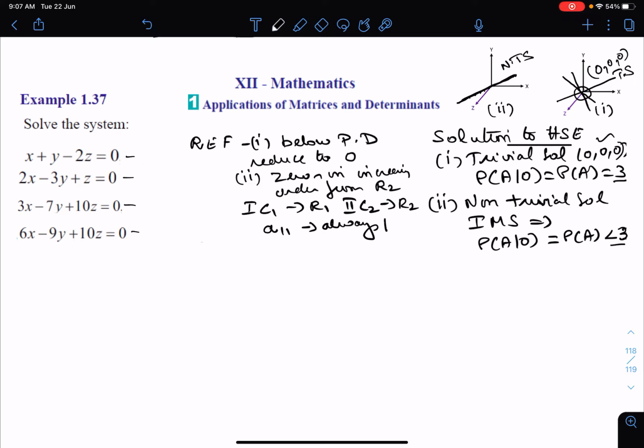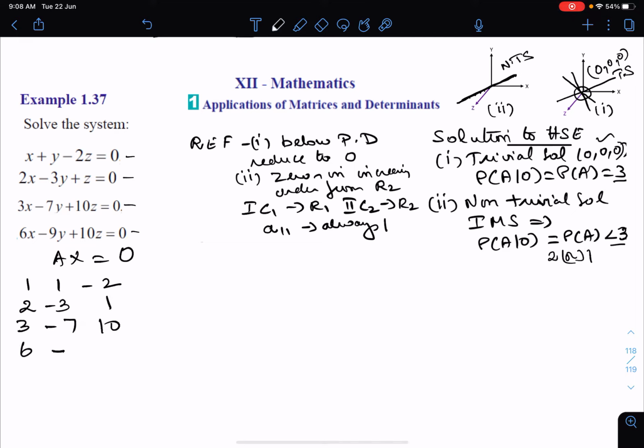What will be the condition to get a non-trivial solution? Rank of the augmented matrix [A, O] will be equal to rank of A, but it will be less than 3. Less than 3 means you will get either 2 or 1. If you get any one of these, then it is a non-trivial solution. You will get infinitely many solutions. Okay, now we shall go into this problem. For this we have to write Ax equal to O. What is our A? 1, 1, minus 2; 2, minus 3, 1; 3, minus 7, 10; 6, minus 9 and 10. This is going to be our A.